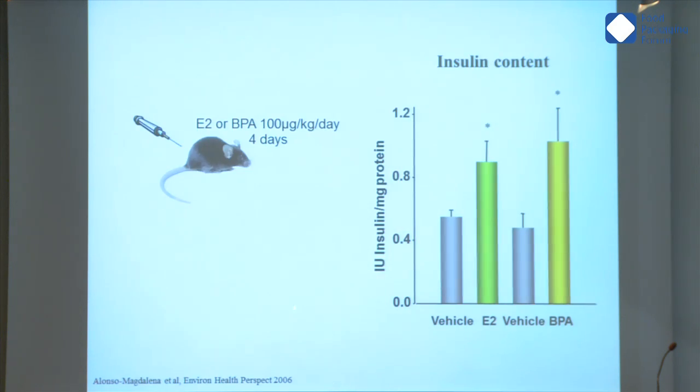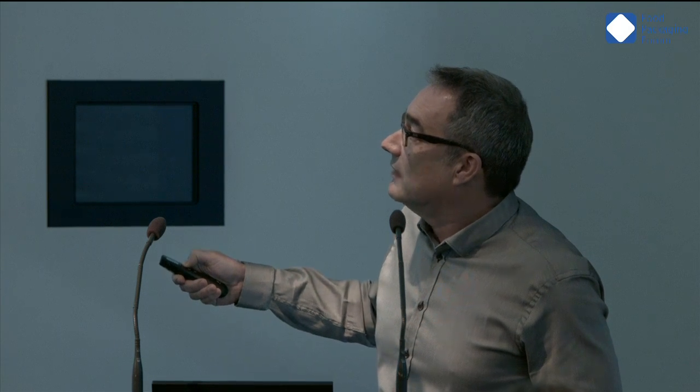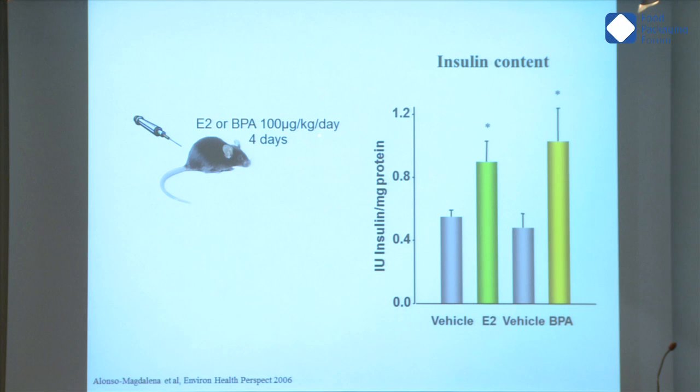So already in 2006, we demonstrated that injecting 100 micrograms per kilo per day for 4 days to male mice of bisphenol A or estradiol, the insulin content of the islets of Langerhans increases. This is vehicle-treated mice, and these are estradiol or bisphenol A-treated mice. So these islets contain double the amount of insulin inside. And we demonstrated that this was a direct effect of bisphenol A in the beta cells.